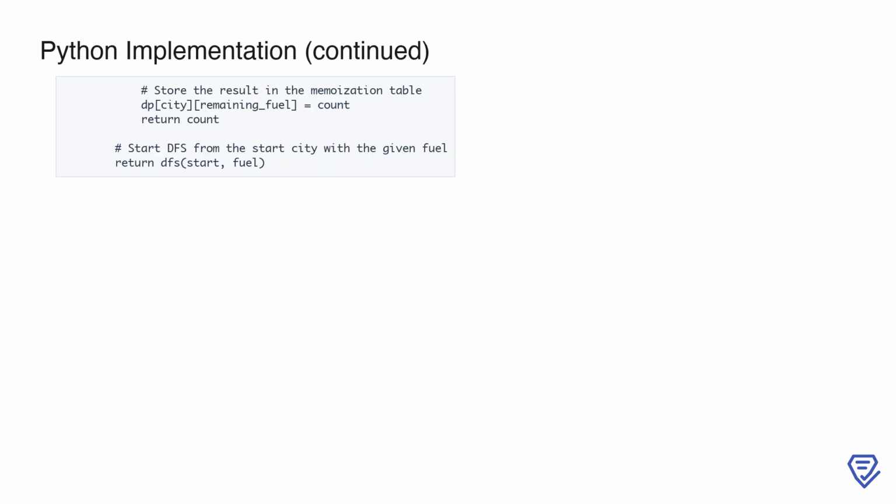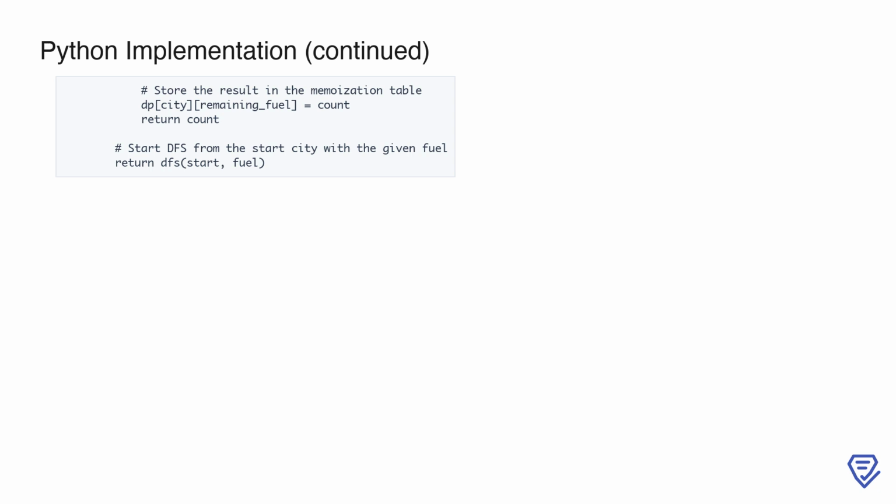Once the exploration of all possible routes from the current city is complete, we store the computed result in the memoization table DP for the current city and remaining fuel. This ensures that if we revisit the same state, we can directly return the stored result without recalculating. Finally, we return the computed count for the current city and remaining fuel.